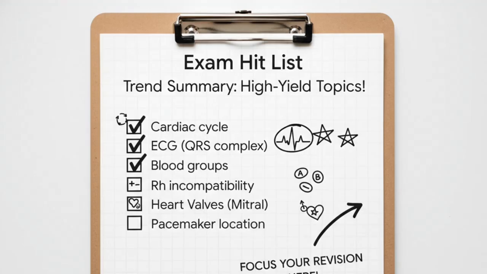So with all this information, where should you really focus your final revision? Right here. This is your exam hit list. These are the topics that have been asked about most frequently in recent years. As you can see, things like the cardiac cycle, that QRS complex, blood groups, and the mitral valve show up again and again. This is where you'll get the most bang for your buck.